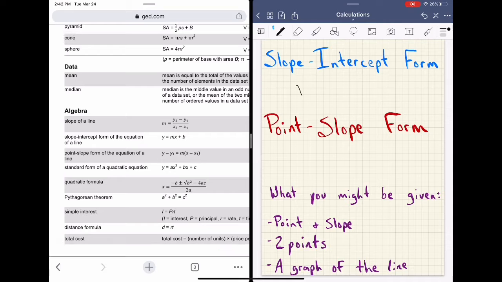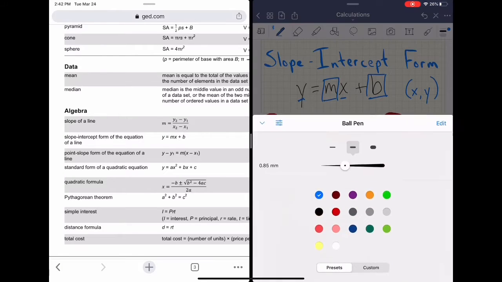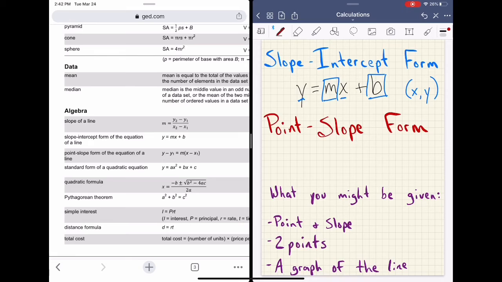So slope-intercept form is y equals mx plus b, where m is the slope, b is the y-intercept, and then x and y could be any xy coordinate on that graph. Now point slope form is y minus y1 is equal to m times x minus x1.